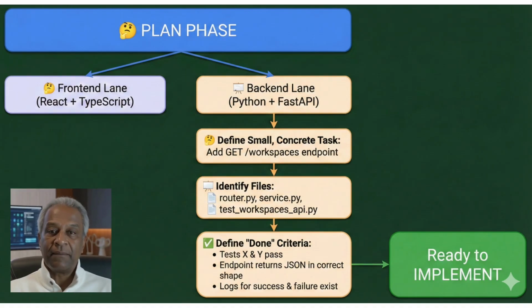Finally, you define done. Done means tests X and Y pass. The endpoint returns JSON in this shape, and there are logs for success and failure. Once you've answered those, then you're ready to bring in the AI for the implement step.